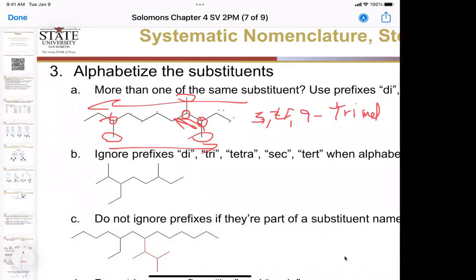Trimethyl. Now, if you have more than one type, you need to alphabetize them. We need to put them in a specific order, and so ethyl would come before methyl. Even if you had 2 methyl groups on there, so it'd be ethyl and dimethyl, you don't count the di, tri, and tetra in alphabetization. You only count the substituent itself. So when we do this right here, the ethyl is going to come before this dimethyl.